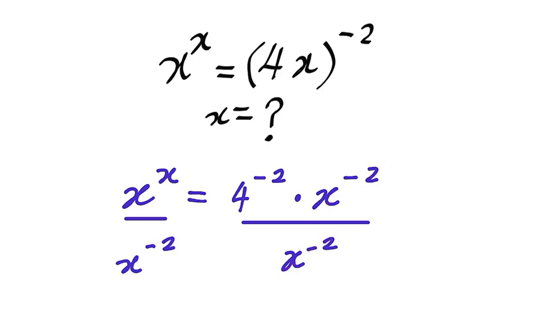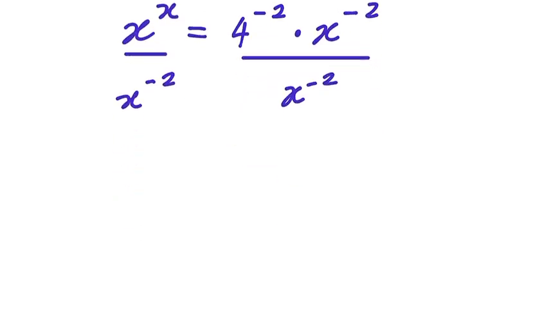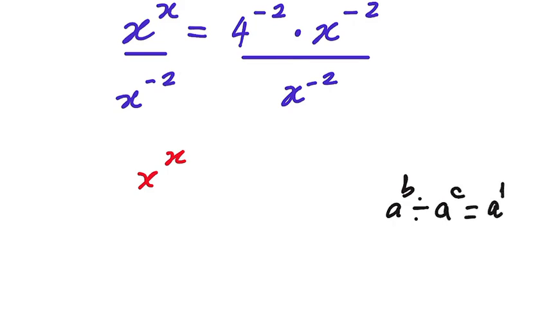So we are going to be left with x to the power of x. If this power should go up, from the law of indices, when you have a to the power of b divided by a to the power of c, you know that this is going to be a to the power of b minus c. All right, so the same thing I'm going to do.